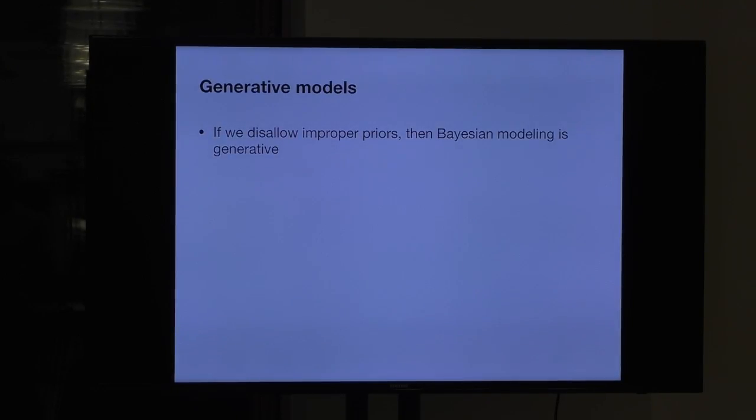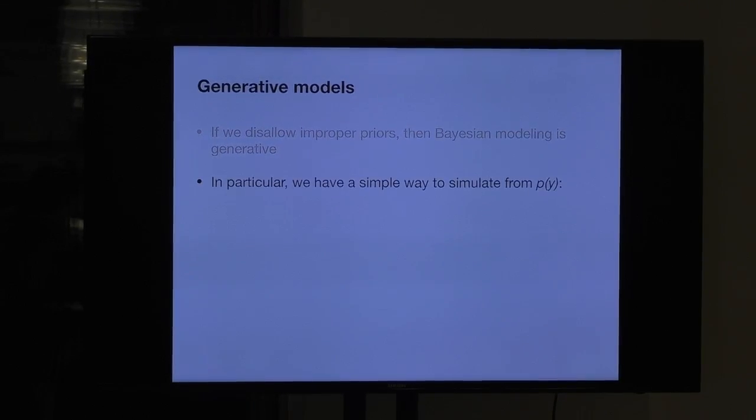So we have to disallow improper priors because you can't sample from something that's not a probability distribution, right? But if we're not using flat priors here, then a Bayesian model will be generative, which means that it describes a process by which data can be generated. And this is what I mean by that.